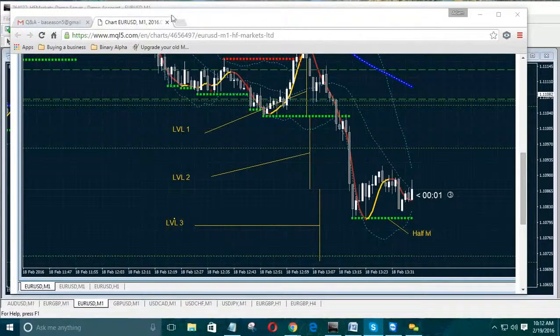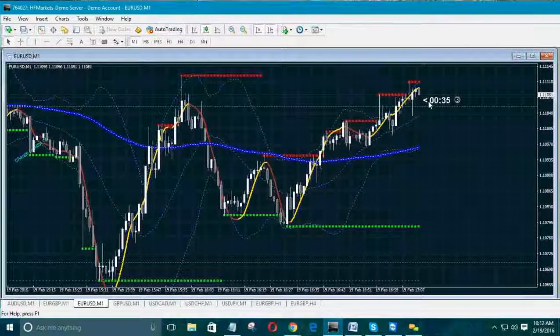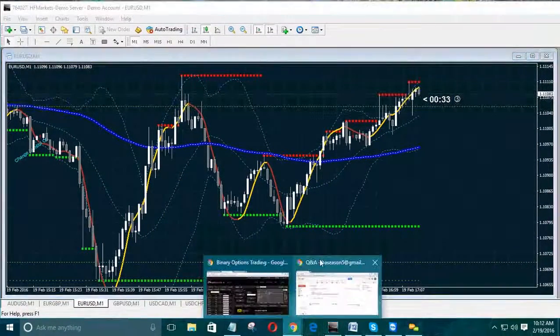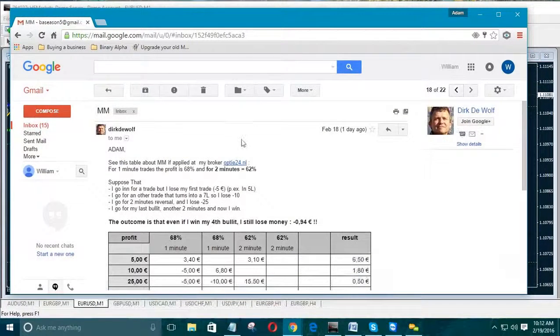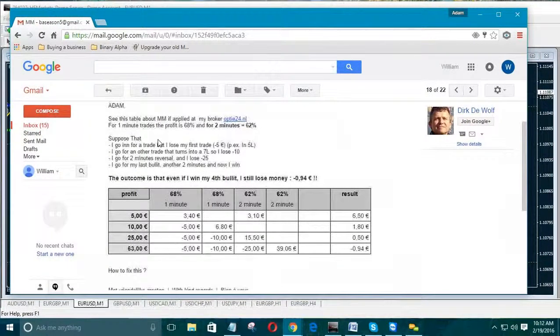Okay, let's see our next question here. Oh, hold on. Next question is from Dirk. Adam, see this table about the money management if applied at my broker. For 1 minute trades, a profit of 68%. For 2 minute trades, 62%.